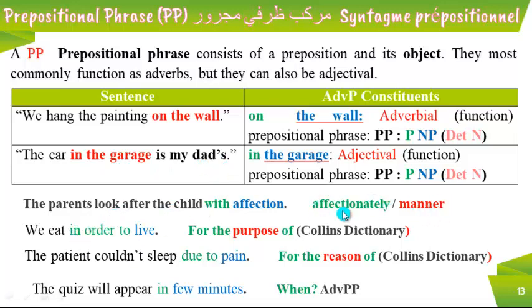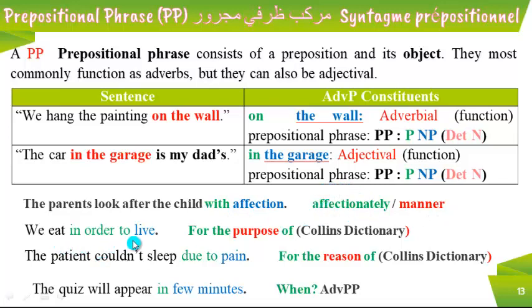Let's see other examples of prepositional phrases that have different functions. The parents look after the child with affection. What's the question that we are going to ask here to have this answer? How? The parents look after the child. How? With affection. We can replace it with affectionately. So it has the function of an adverb of manner. So this prepositional phrase functions as an adverb of manner.